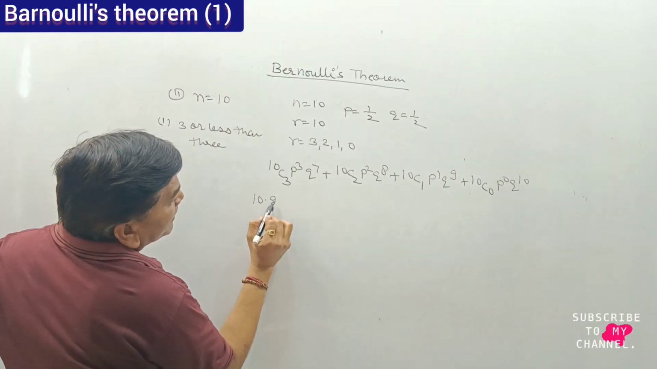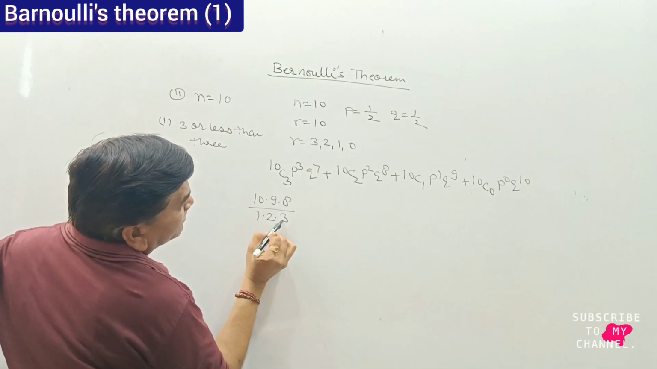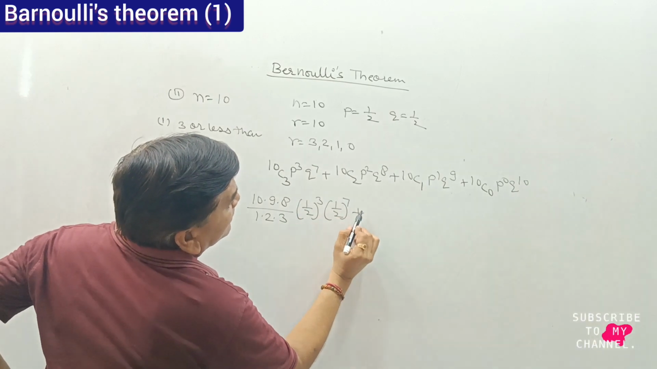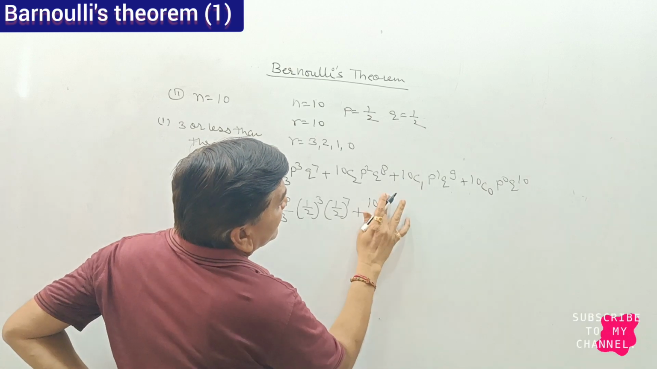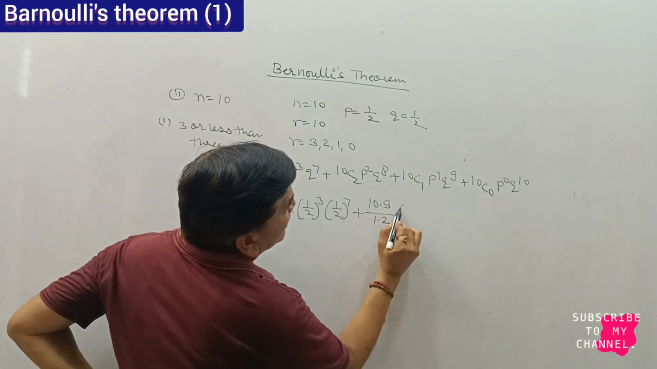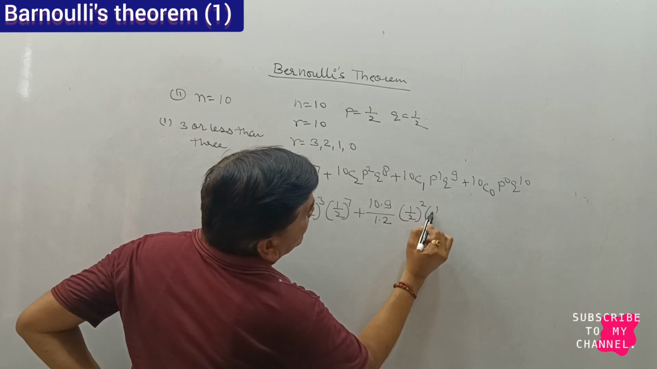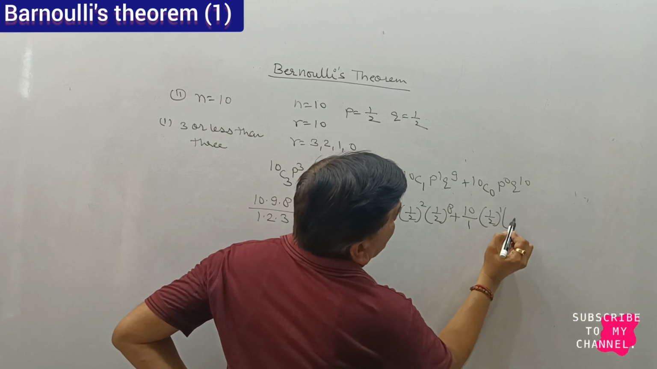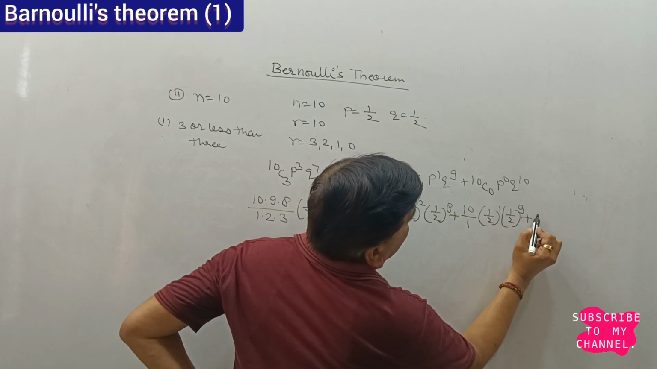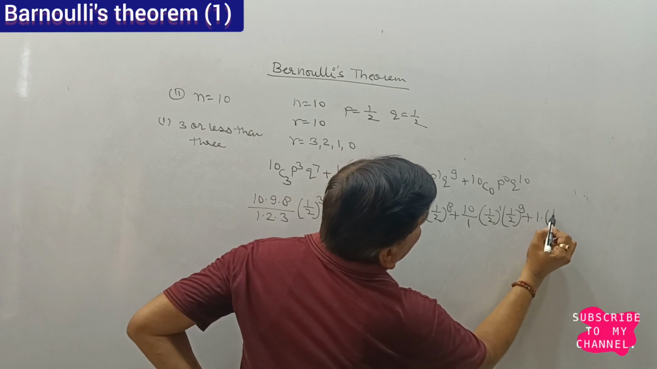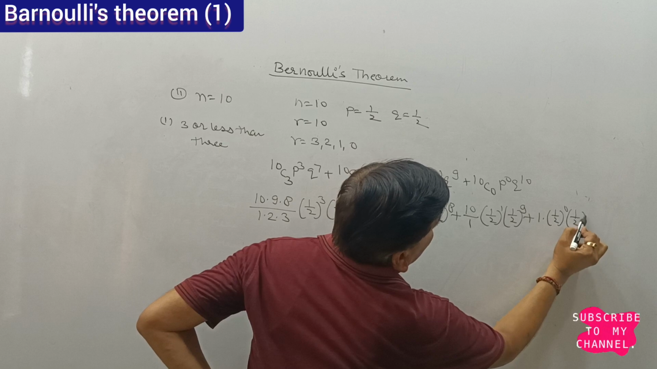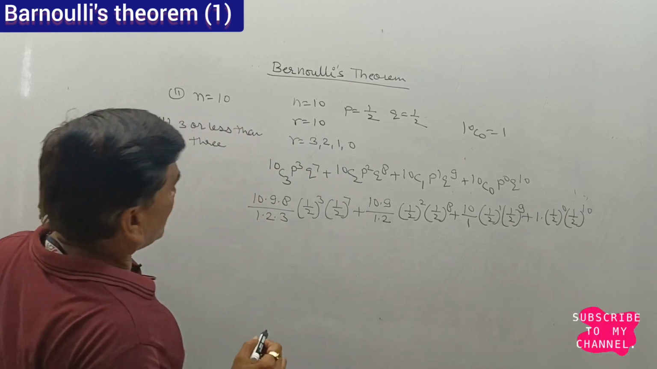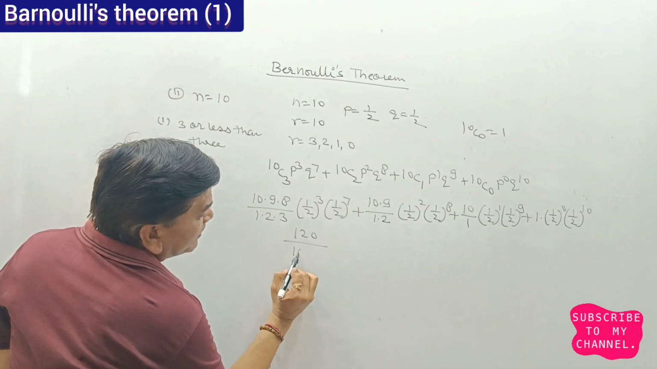So that is 10 multiply 9 multiply 8 divided by 1 multiply 2 multiply 3, 1 by 2 raised to power 3 and 1 by 2 raised to power 7. Then 10 multiply 9 divided by 1 multiply 2, 1 by 2 raised to power 2, 1 by 2 raised to power 8, plus 10 divided by 1, 1 by 2 raised to power 1 and 1 by 2 raised to power 9, and 10C0, the value of 1, 1 by 2 raised to power 0 and 1 by 2 raised to power 10. 10C0 value will be 1.